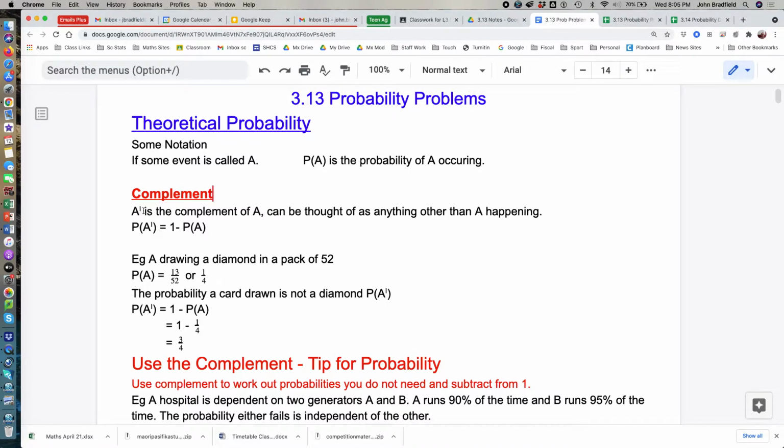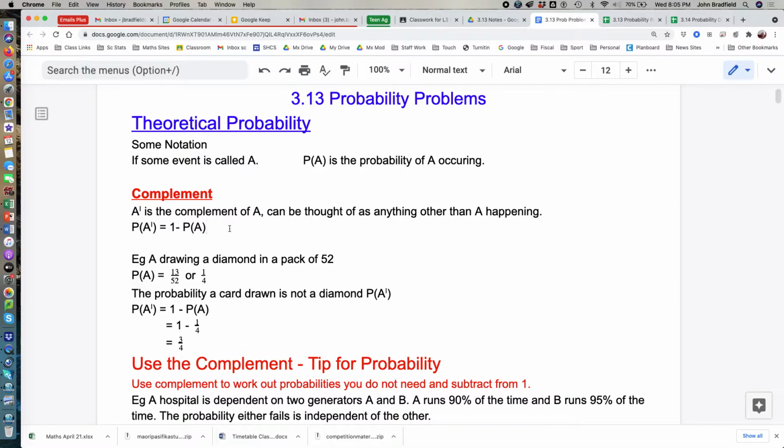The notation is A with a bar over it. For those who've done a bit of differentiation, it looks like a derivative symbol. And so the probability of A complement, this line here, looks pretty fancy, but the probability of the complement of A happening is 1 minus the probability of A happening. Now, that might be a way of making it look complicated.